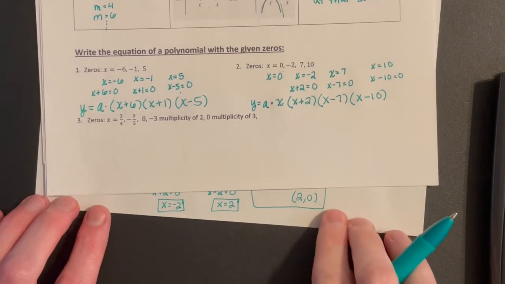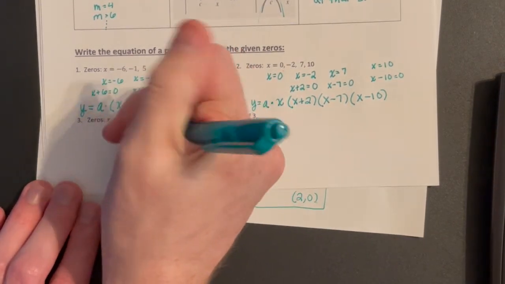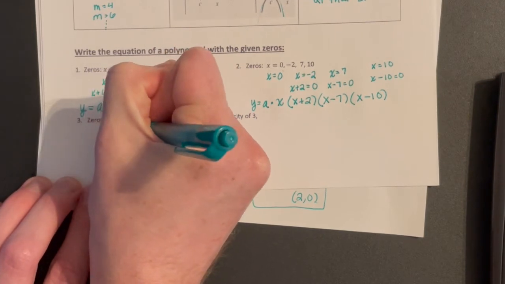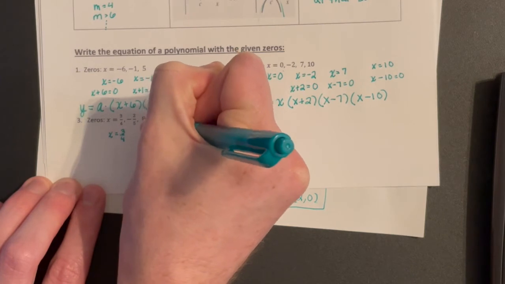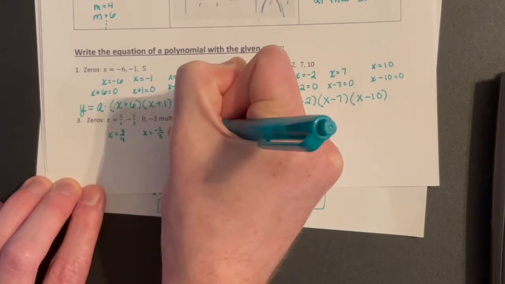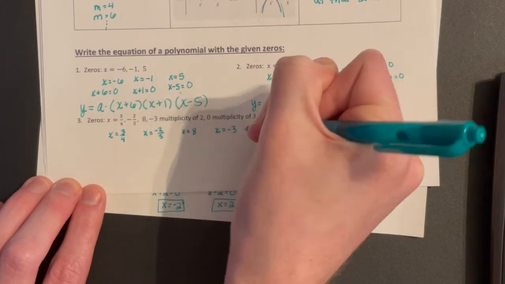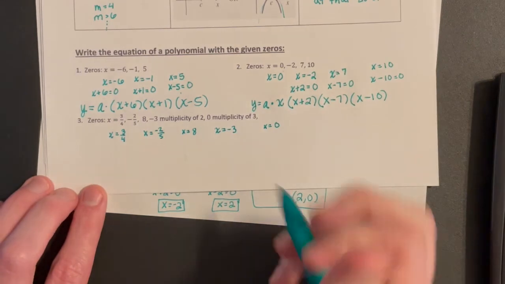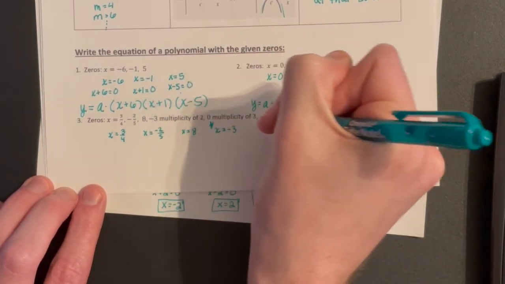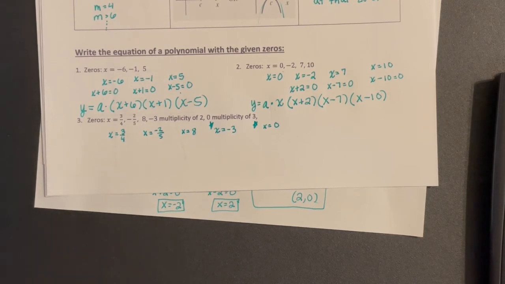All right, the last one here. We've had a lot of these, but let's say x equals 3/4, x equals -2/5, x equals 8, x equals -3, and x equals 0. For these last two, they're special because they have multiplicities, but we'll apply that to our factors in a minute.